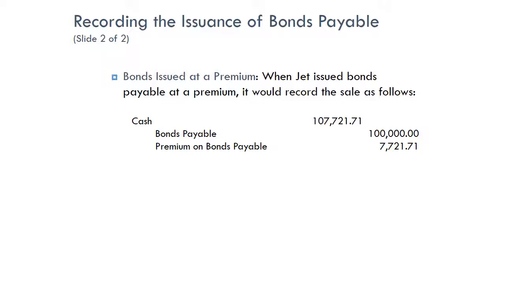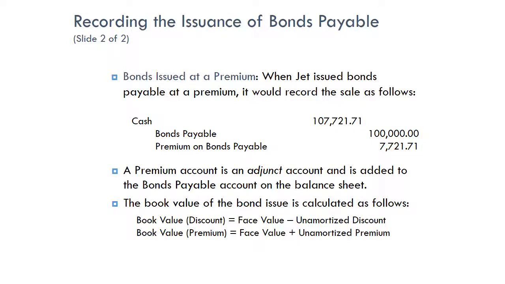It's still interest though, and we will write that off or recognize that interest over the next 5 years. And we're going to be showing you how we compute that. Remember, the book value when it's a discount of the bond is face value minus the amount of discount balance, the balance in your discount on bonds payable. The book value when you sell it at a premium is the bonds payable plus the premium on bonds payable balance.